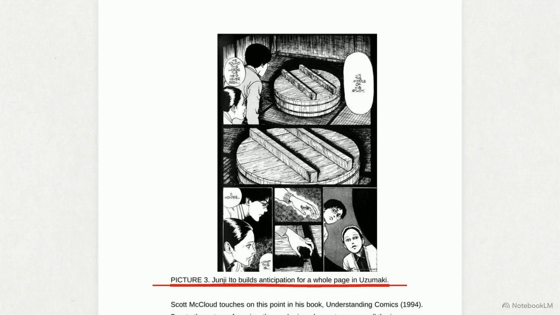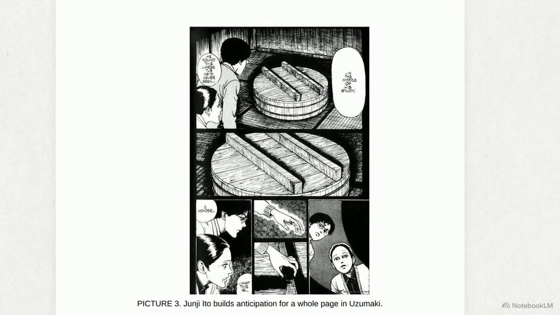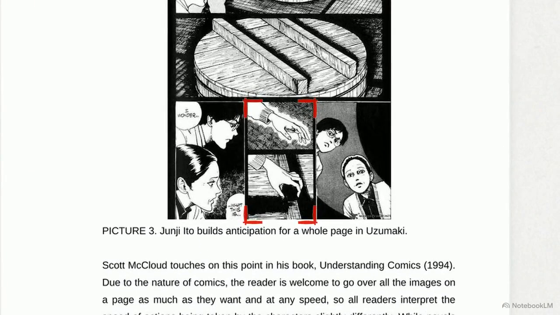This page from Junji Ito's Uzumaki shows the next step in the pipeline: thumbnails. You hand your script to an illustrator, and they sketch out the panel arrangements. Notice how separating the lid opening into distinct static frames successfully conveys a continuous action.